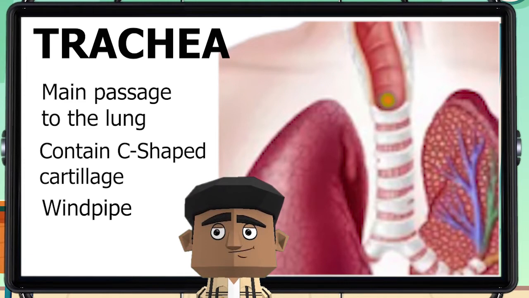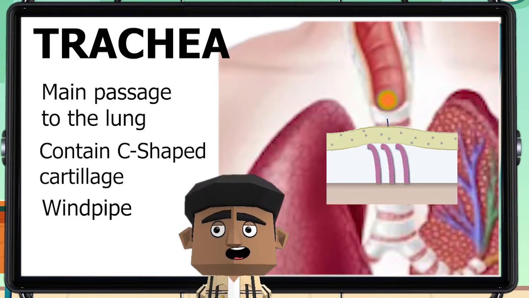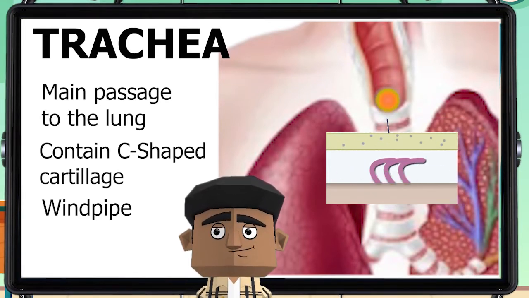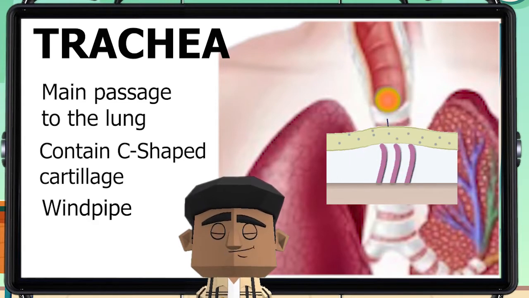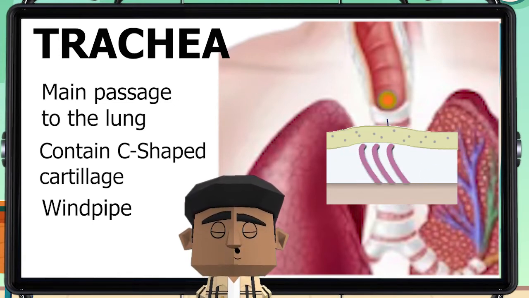Zooming in again at the microscopic level, we can see that the trachea is also lined with mucous membrane and cilia. Do you still remember the function of mucous membrane and cilia? Nice recall! The two help to trap foreign particles in the air to ensure that the air which will enter the lungs is clean.